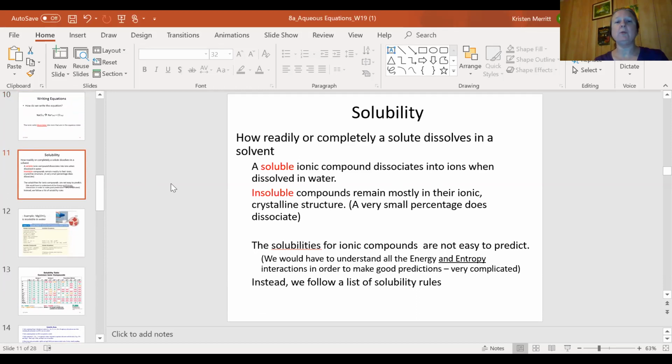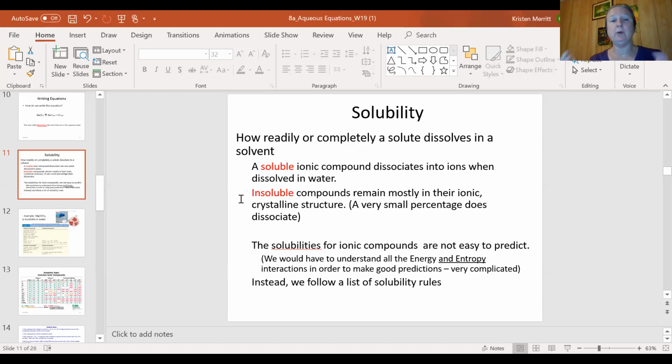Okay, so this goes back to solubility. We can have soluble, insoluble, and then partially soluble, but we're really not going to use that this semester. How do you know something is soluble? There are some rules that you have to learn. Yes, you have to do some memorization. Most of them, however, we're going to use so frequently.